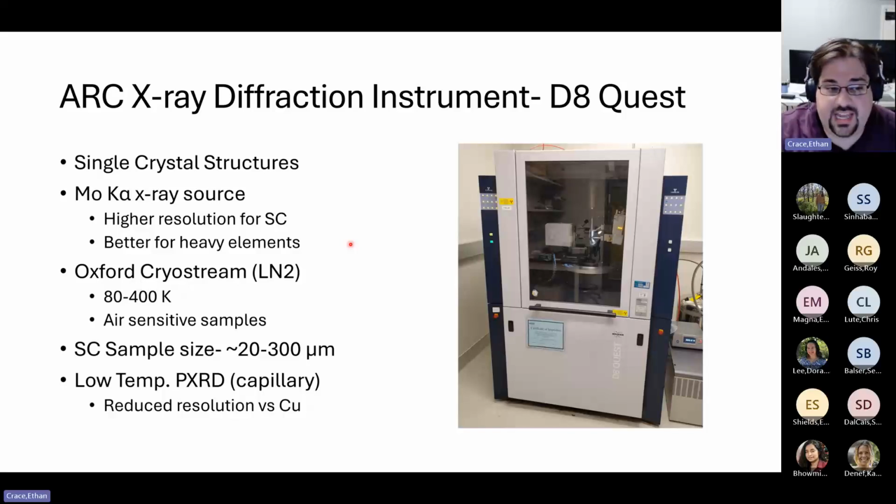The drawback here is, again, because we're using molybdenum radiation. If we think back to Bragg's law, if we increase the energy of the X-ray, decrease the wavelength, it means all of our angles are going to be much closer together. So you might lose resolution in 2 theta versus a copper system. So it's something to be aware of if you're interested in doing that sort of experiment.